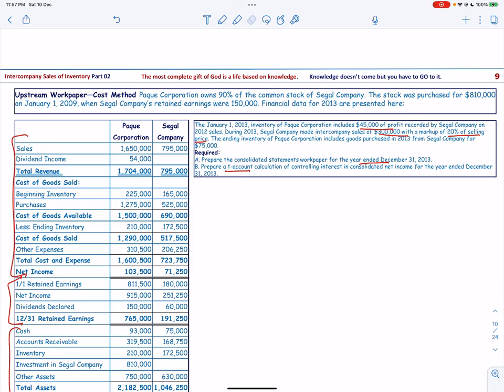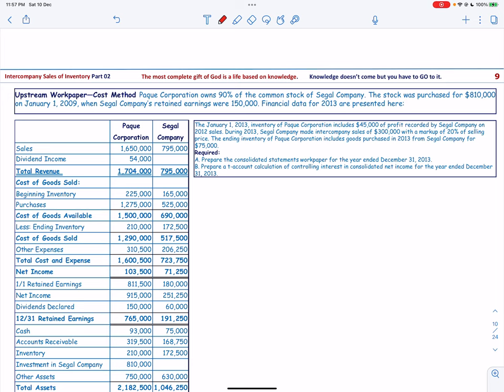So we will be looking into all these things, and just keep one thing in mind, that we are going to solve this problem by using the cost method, and it is assumed that there is no difference between the book value and the implied value, as the focus of this problem is to explain how to look into the inventory accounts in case of intercompany transactions.